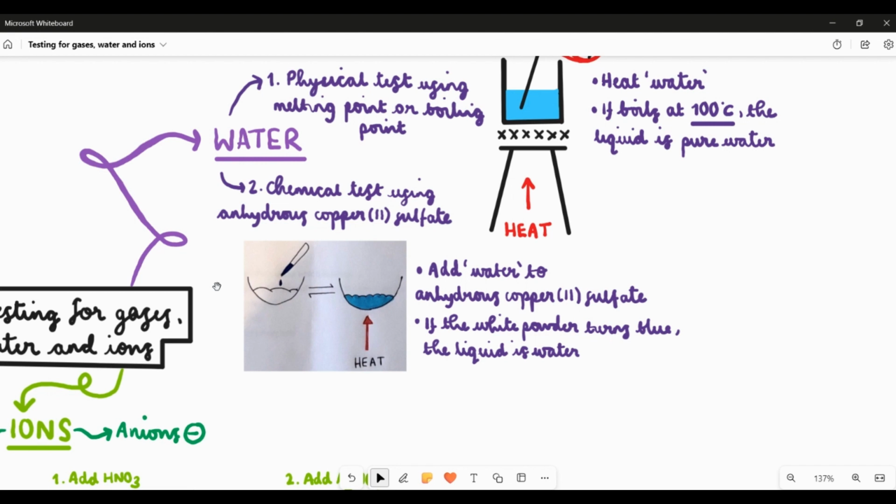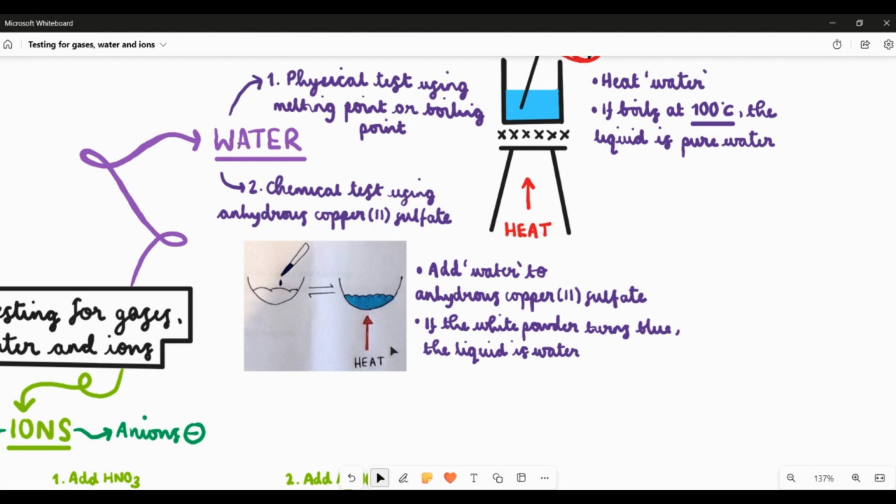Now, when I add the water to my anhydrous copper 2 sulfate, if the colour changes to blue and we get blue crystals forming, then that proves that the liquid that I've added is definitely water. Because when I add water to anhydrous copper 2 sulfate powder, it becomes hydrated and the water gets locked into the powder and we get these lovely blue crystals being formed.